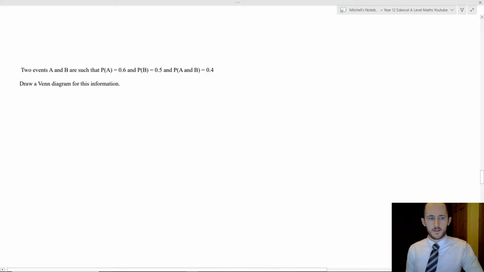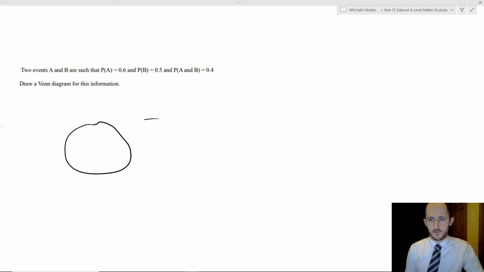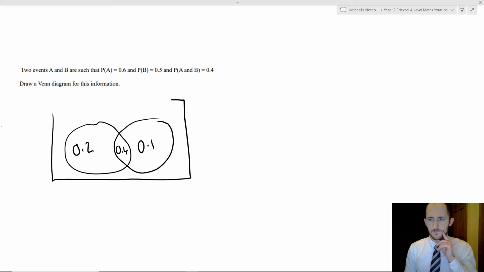Okay, for the next part, all you're doing is drawing the Venn diagram. So, again, I do draw them a bit like potatoes just so I can actually fit the number in there. So probability of A is 0.6, so 0.6 minus 0.4 is 0.2, 0.5 minus 0.4 is 0.1. 0.2 plus 0.4 is 0.6, plus 0.1 is 0.7, so outside should be 0.3, 1 minus 0.7.